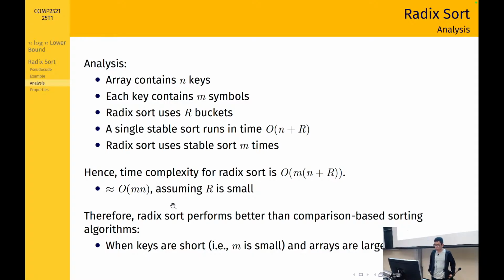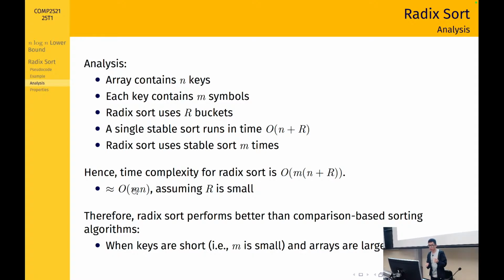Okay, and what this means is that radix sort performs better than comparison-based sorting algorithms. So there are some conditions behind this: if the keys are short, so m is small, and arrays are large. And that's because, remember, comparison-based sorting algorithms, the fastest they can get is n log n. So for radix sort, the time complexity is O of n times m.